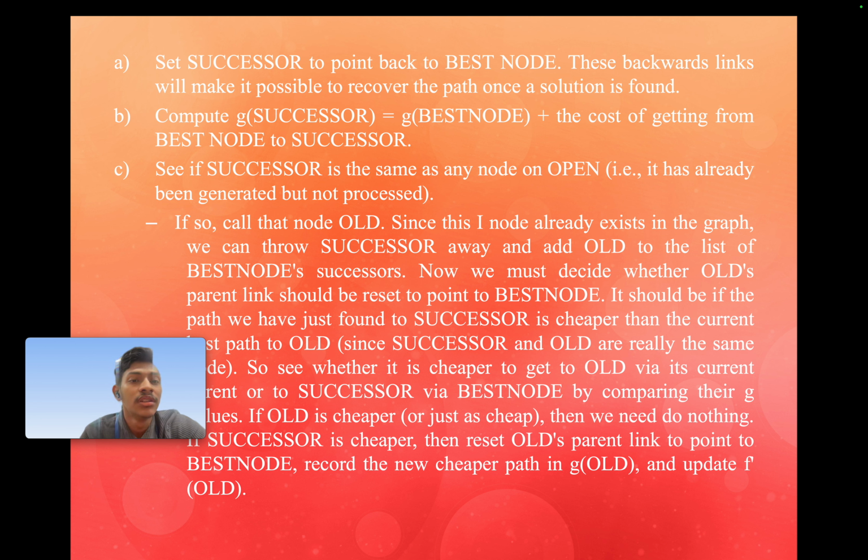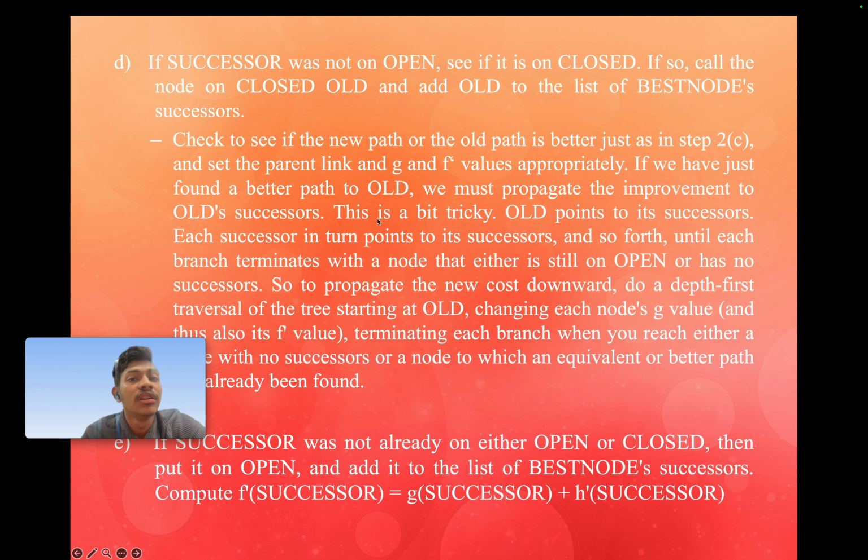to the successor. See if the successor is the same as any node on open. If so, call that node old. Since this node already exists in the graph, we can throw the successor away and add old to the list of the best node's successors. If the successor was not on open, see if it is on closed. If so, call the node on closed old and add closed old to the list of the best node's successors. Check to see if the new path or the old path is better.